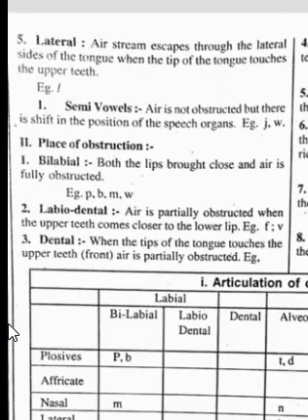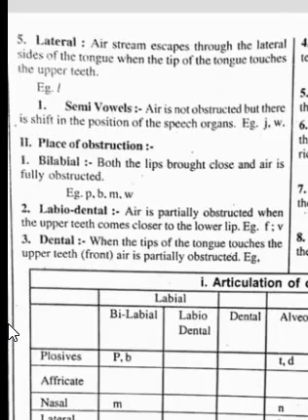Semivowels. Air is not obstructed, but there is a shift in the position of the speech organs: J, W. Next, place of obstruction. Bilabial: both the lips are brought close and air is fully obstructed. P, B, M, W.